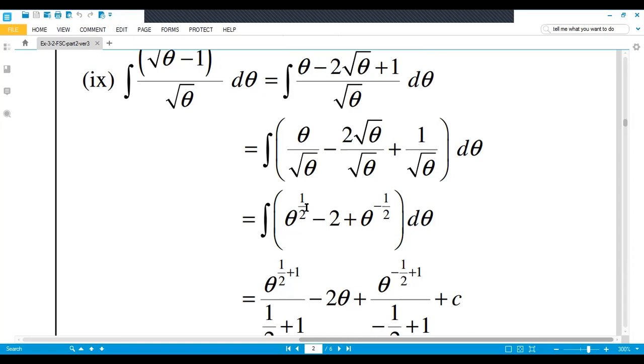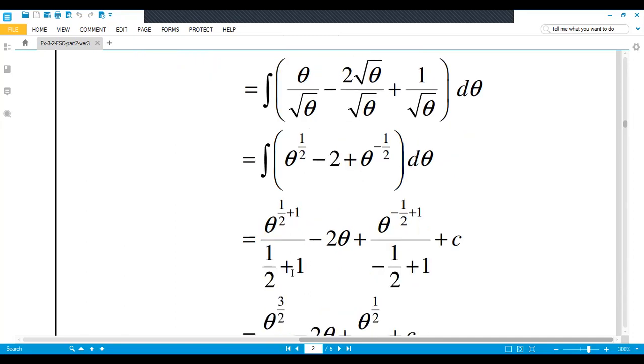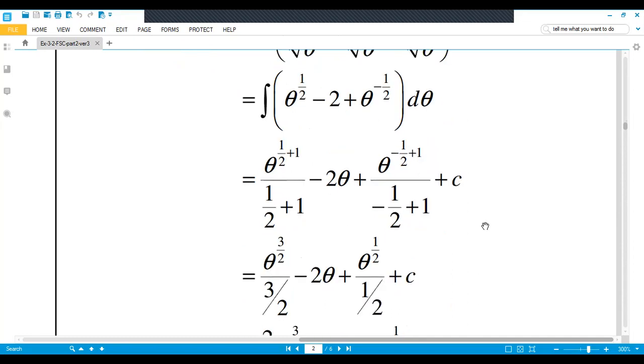Now take the integration. When you take the integration of the first term, 1 will be added to the power 1 over 2, and the same power will divide. And this is a constant with d theta, and integration means 1 over d, so that will cancel, so theta will come with 2. And here minus 1 over 2 plus 1, and the same power will divide, plus c, the constant of integration.